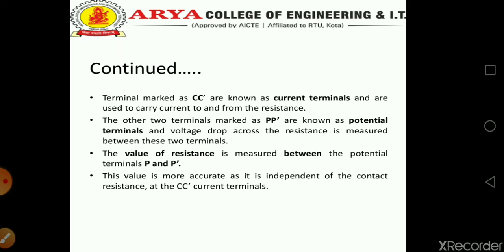Terminals marked as CC are known as current terminals, and they carry current to and from the resistance. The other two terminals, marked as PP, are known as potential terminals, and the value of resistance is measured between the potential terminals P and P dash. This value is more accurate as it is independent of the contact resistance at the CC current terminals.